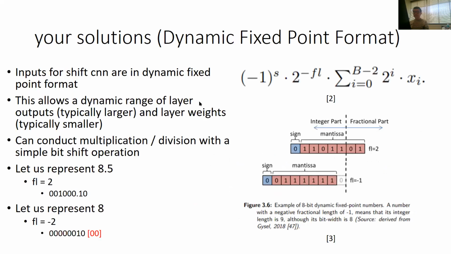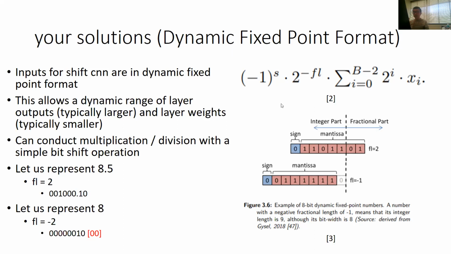So it's important that we remember that this quantization is done on the weights. So we take a pre-trained model. We just use the quantization algorithm to rewrite the weights. And that's going to be the input for Shift CNN, which is going to be an inference application. So the inputs for Shift CNN are in dynamic fixed point format.